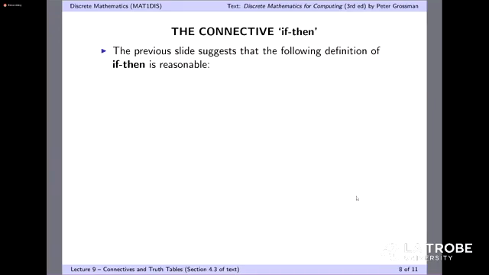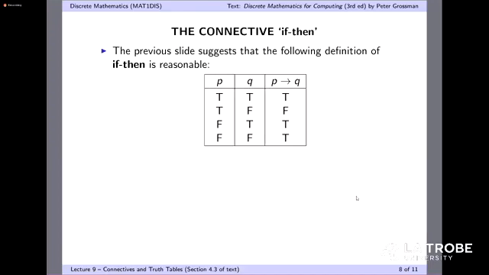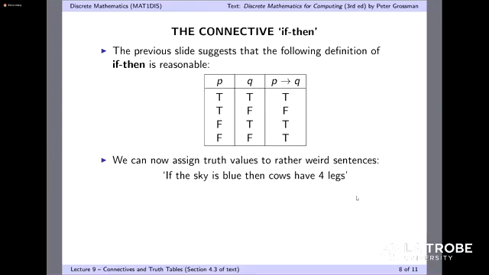So then we're still going with if-then connected. So you would have T, F, T, T, this table, and an alternative way, which we're going to do next week. I just gave you a hint of what's going to happen at that time. So now, based on this, we can assign truth values to some weird sentences.